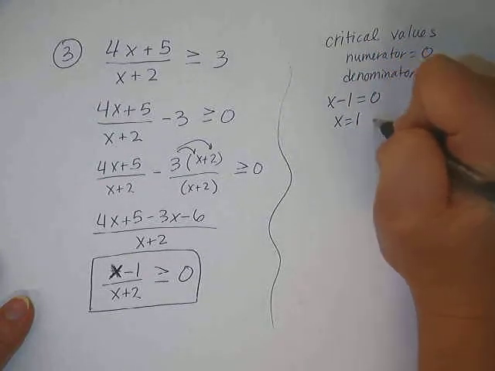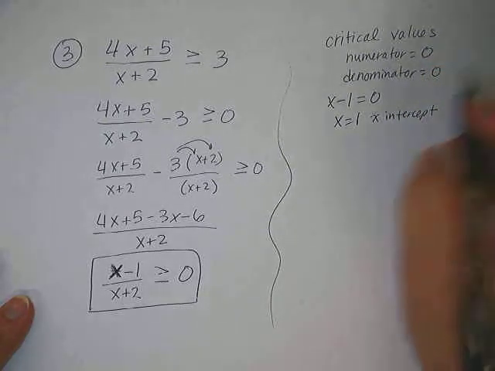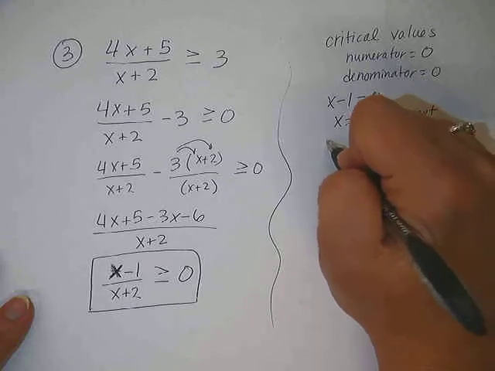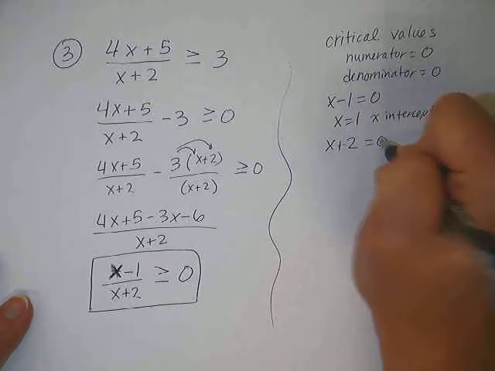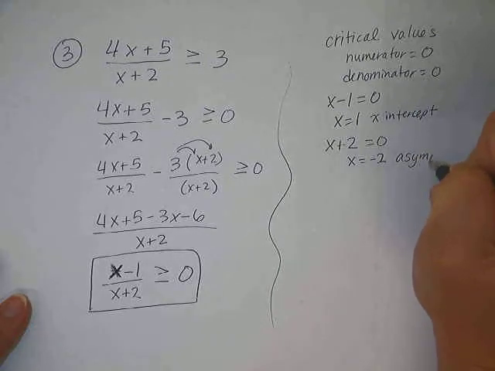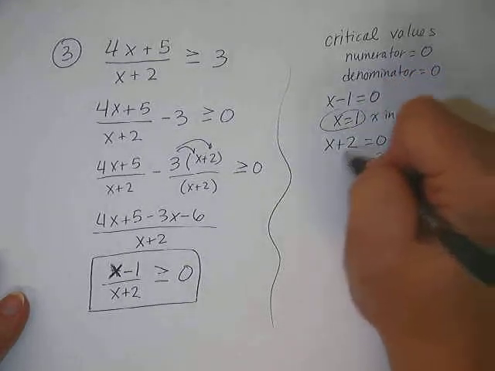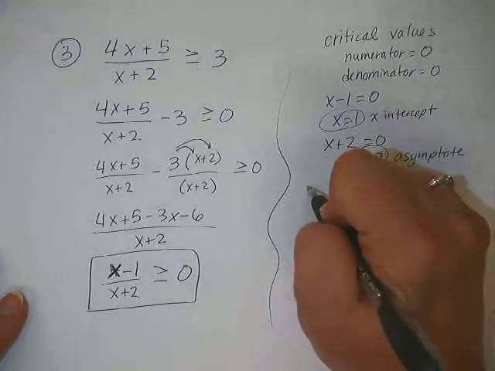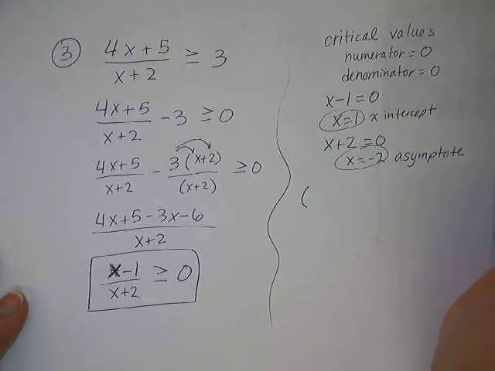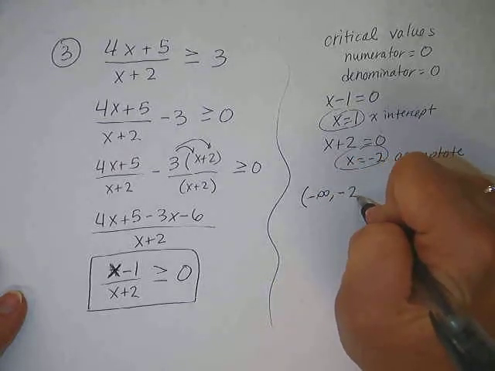Okay, so x minus 1 equals 0. So x equals 1 is an x-intercept. Then we have the denominator. X plus 2 equals 0. So x equals negative 2 is an asymptote. Now here comes another tricky step. We have our critical values. The next step is to fill out our intervals, which we've done a couple times already, so it shouldn't be that hard. Let's start going.